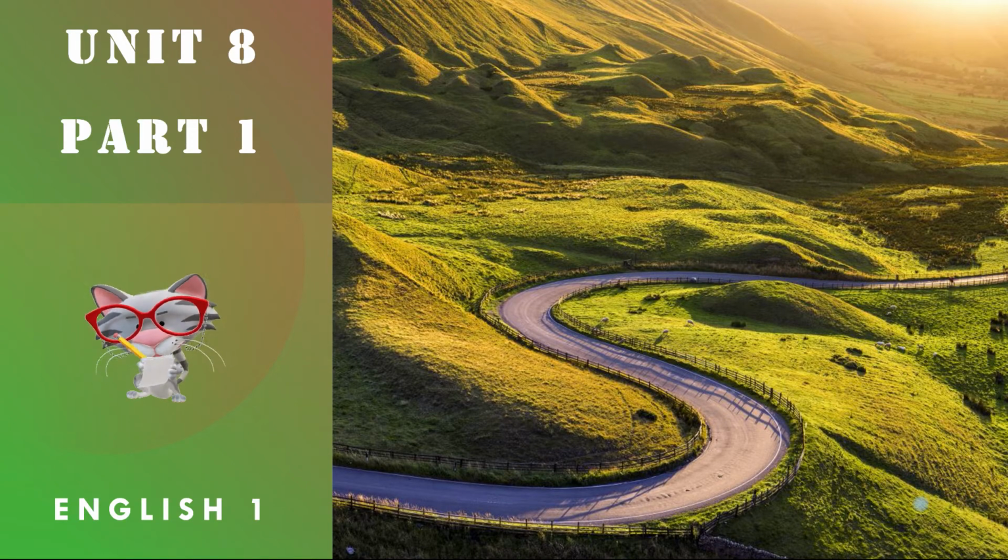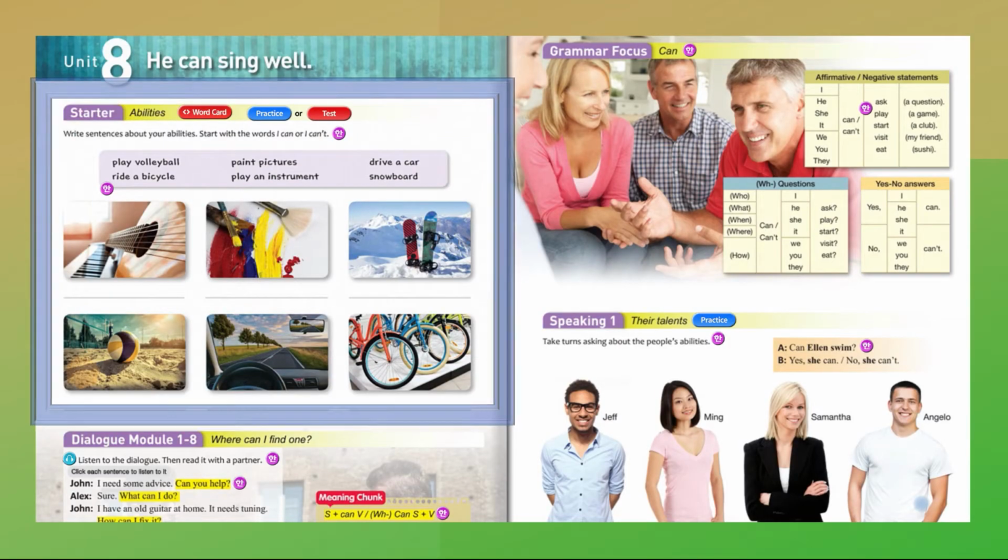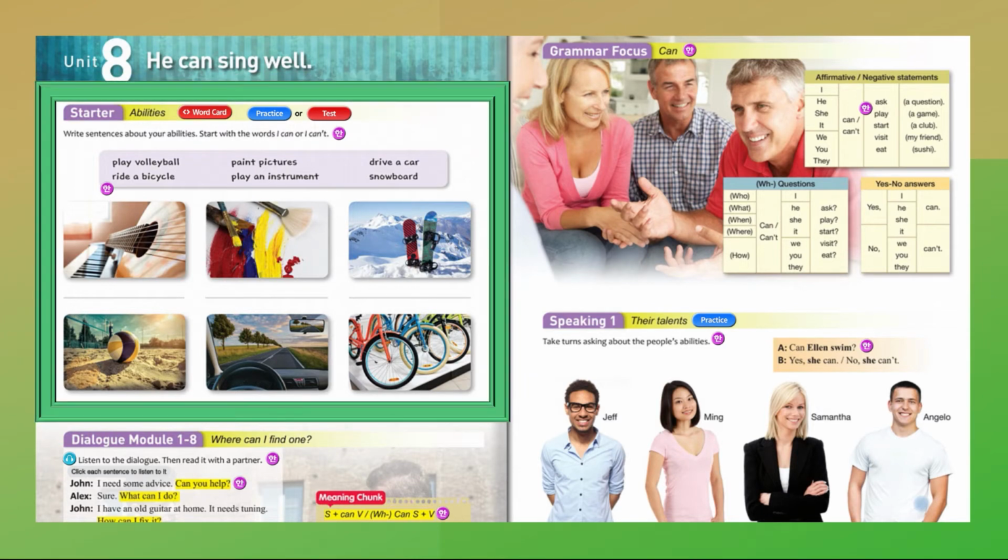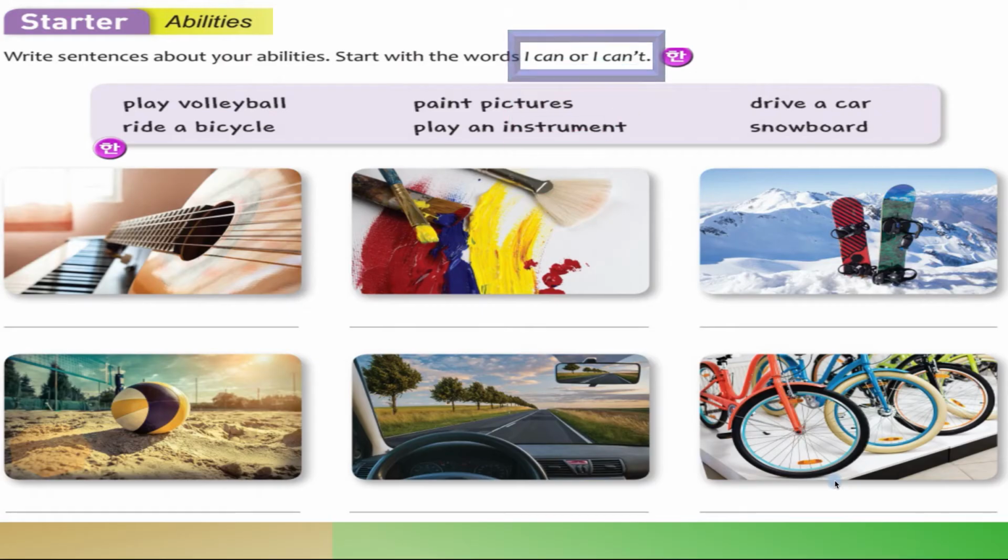Okay, let's get started with today's unit. Today's unit, we're looking at abilities. Abilities are things you can do. So we're going to start by just looking at what it means and introducing you to some of the grammar. You can see at the top it says write sentences about your abilities. Start with the words I can or I can't.